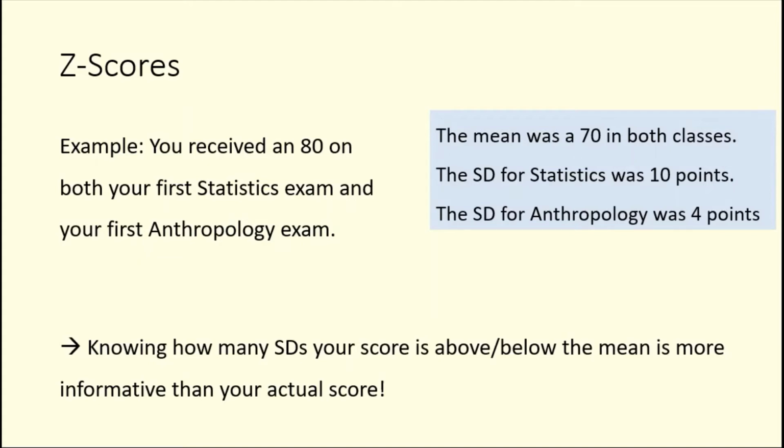Particularly when you're thinking about how well am I understanding this topic? Am I understanding this about the same as everyone else? Am I understanding less than other people or more than other people? The z-score is going to give you this information, how your score fits in the group of scores.